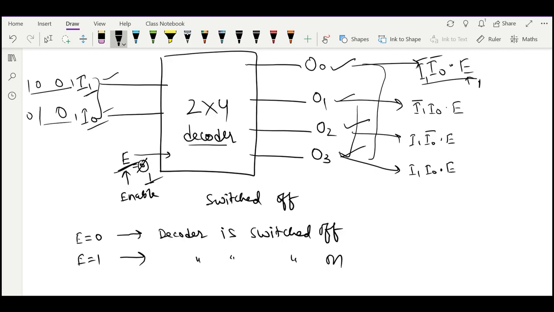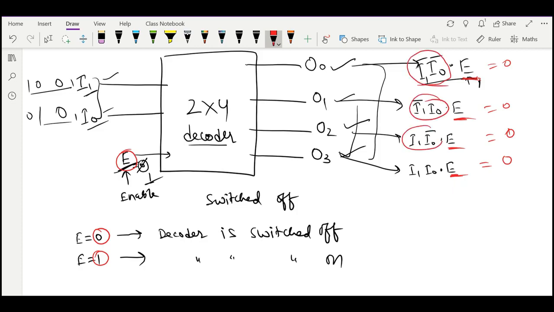Earlier, these equations were the same, just E was not present. When we have enable input available, all the outputs will be multiplied by E. Now, if you give E equal to 0, then all of these will become 0, 0, 0, and 0. If E is 1, then all of these are available, and based on what we give here, one of these four will be available. Then it will work as we were doing till now.